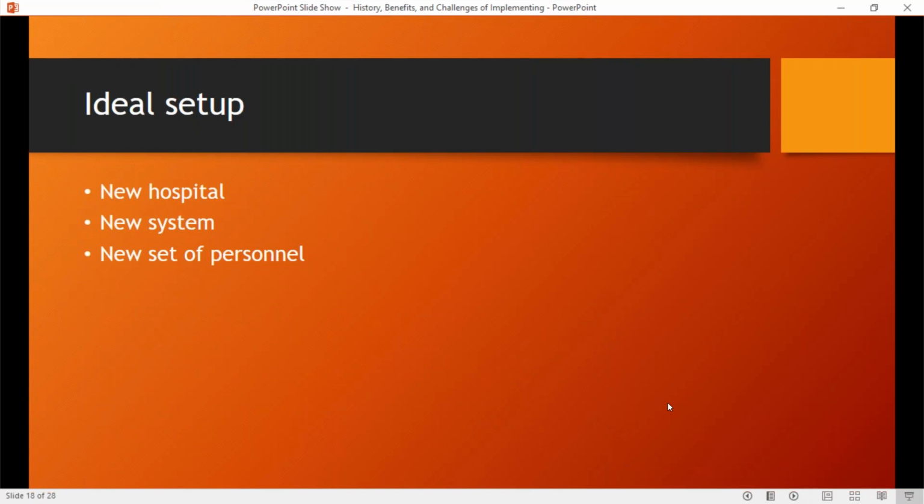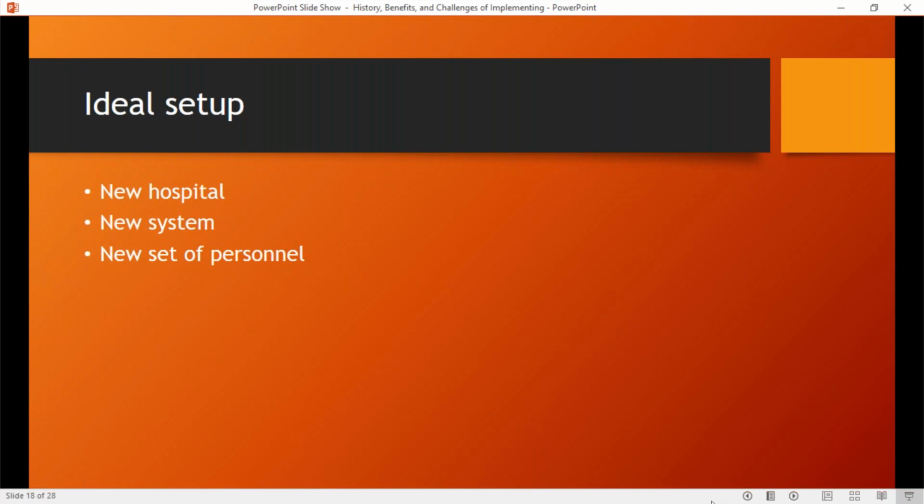So again, if we live in an ideal setup, if we live in a utopia and you're setting up an HIS, this would be like the ideal. You have a new hospital, a new system, and a new set of personnel that are all computer literate. You don't have existing systems that you have to worry about compatibility. Everything's from scratch. You have a system that can cover the whole hospital, and you can dictate the scale of that system. You can dictate how the system that you will put in place will be very efficient. But I haven't heard of a hospital that's built like this.